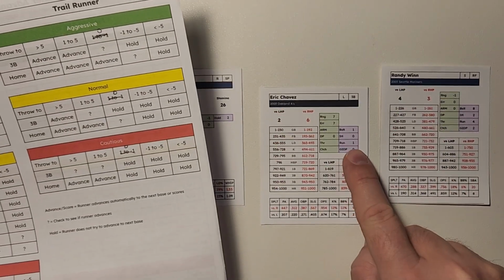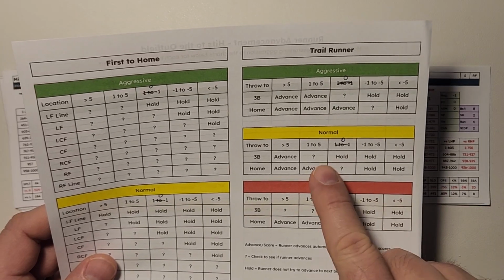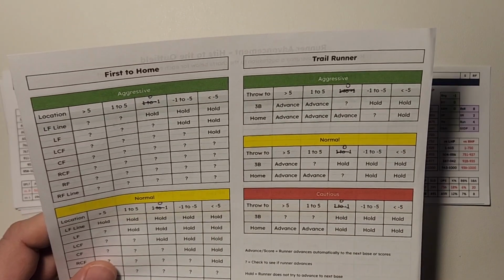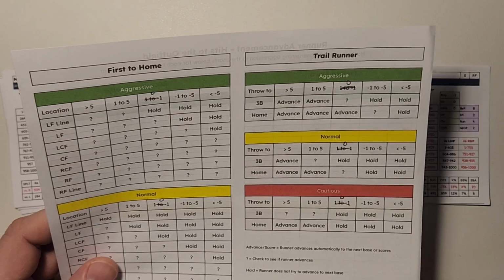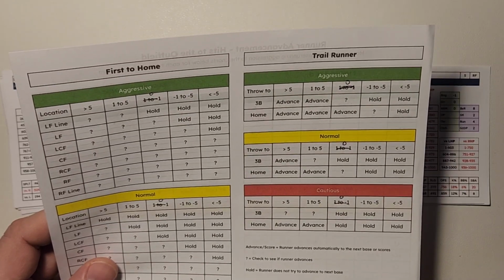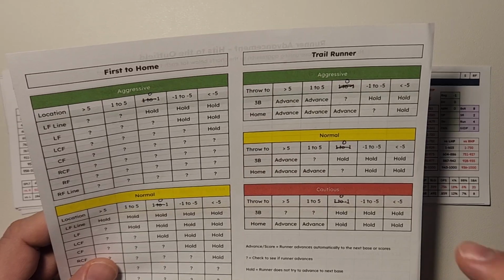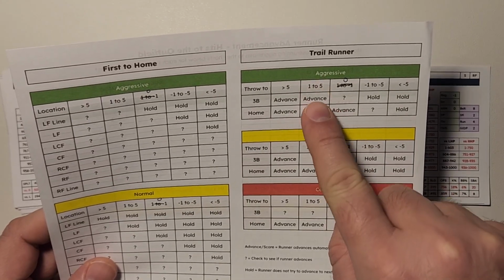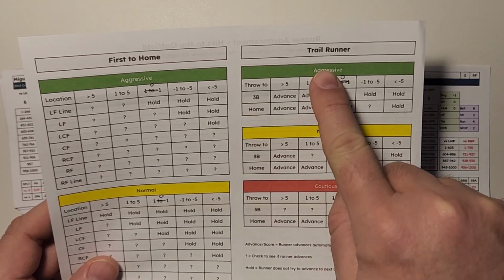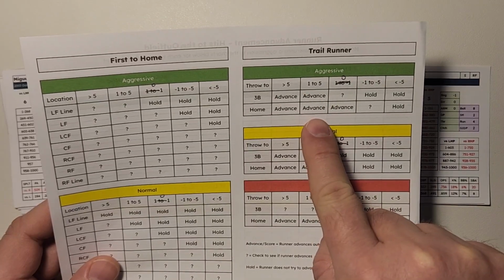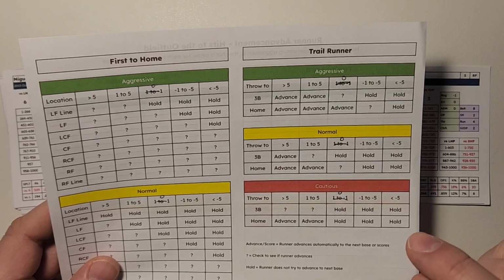They're aggressive. Eric Chavez is a 1, and he is at first base. He is going to move to second base on the single. Then we want to know, does he move up to third base on the throw? He's a +1, and you can see on a throw to home for an aggressive team, a 1 to 5 is going to advance to third. So he advances to third on the throw as the throw goes through.